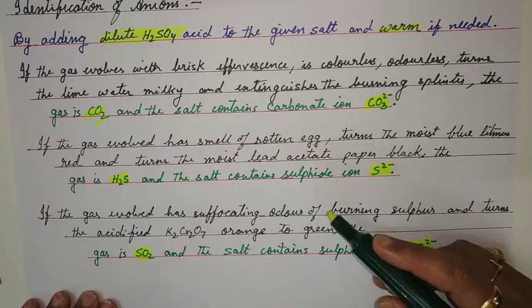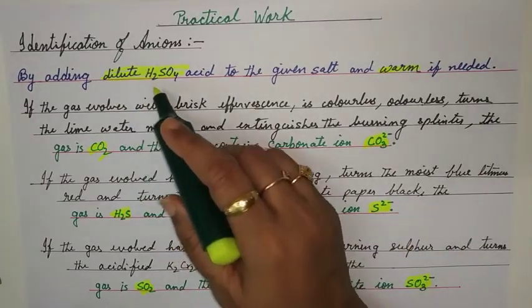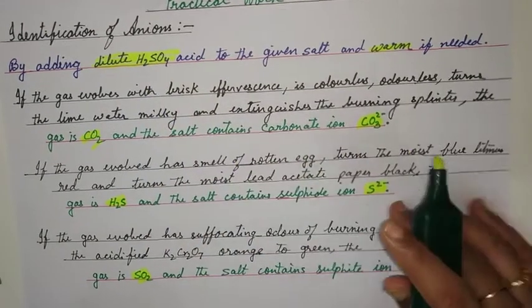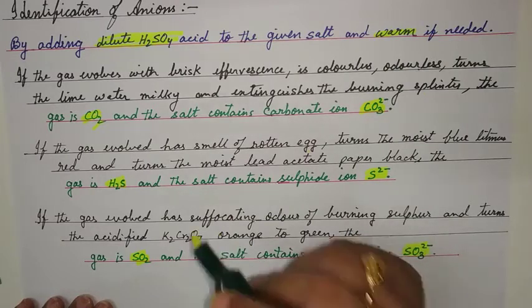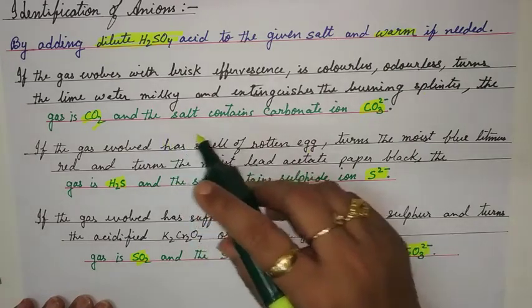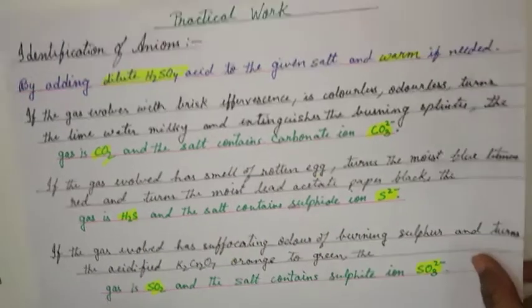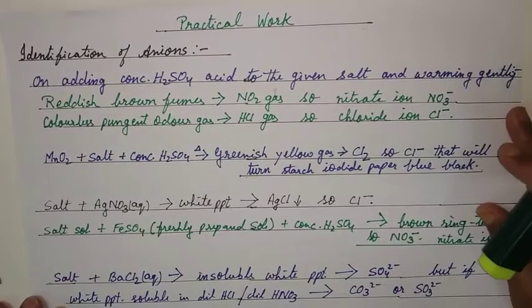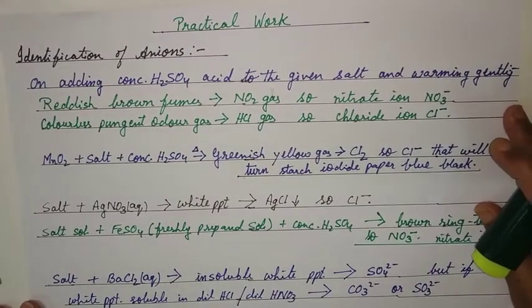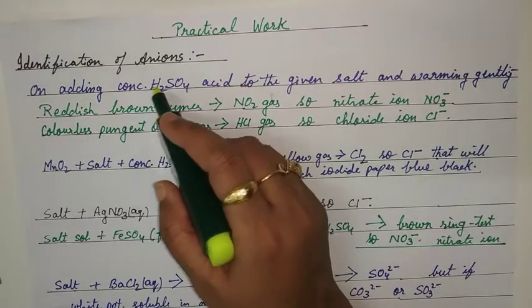Look for that video. Now we come to look for the anions where we add dilute H2SO4, and if the confirmatory test of that particular gas is given, then we know the name of the gas and therefore we know the name of the anion. I have got one more sheet ready for you where we are actually talking about 2 or 3 more anions, and that is on adding conc H2SO4.